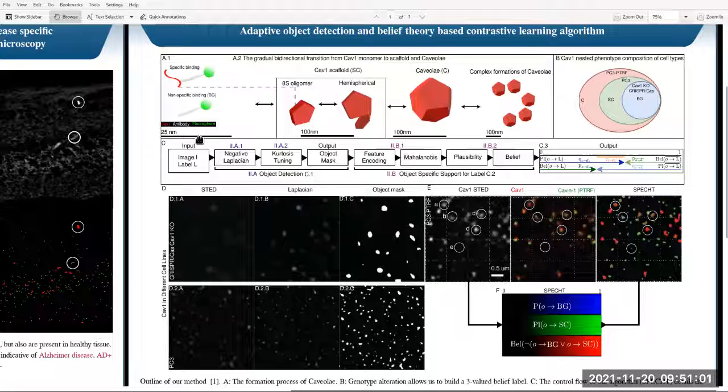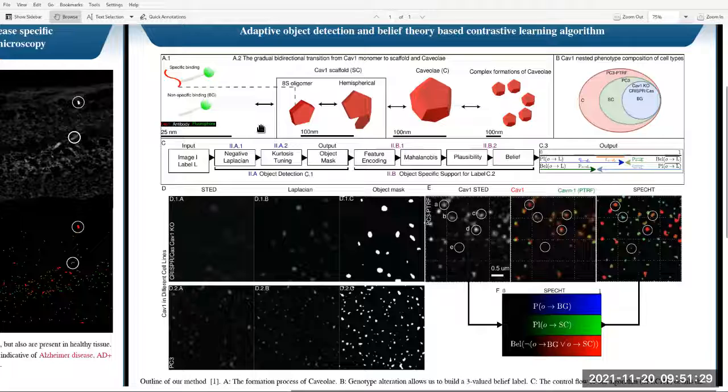So Caveolae are hemispherical, about 100 nanometers wide invaginations of the cell membrane. And you see in subpanel A the construction all the way from Cav1 protein to more complex formations of Caveolae. The intermediate stage here, the Cav1 scaffolds, will be identified in green, and then the final Caveolae in red.